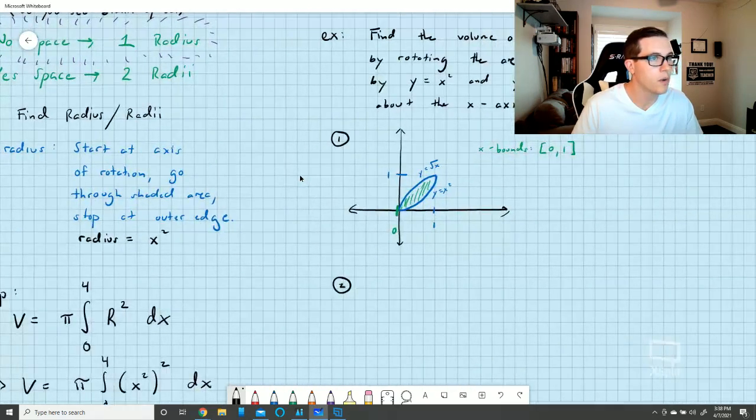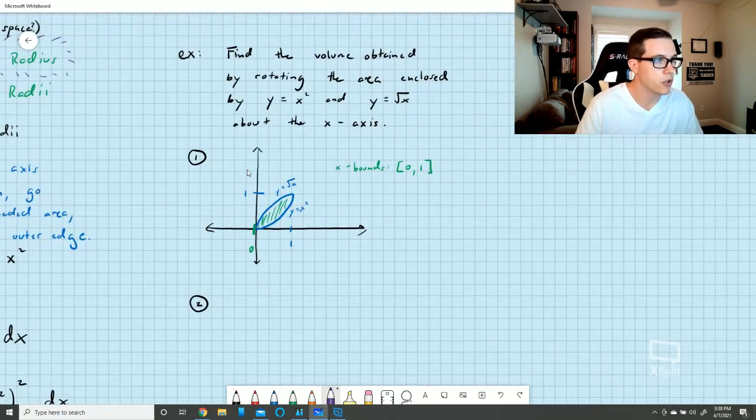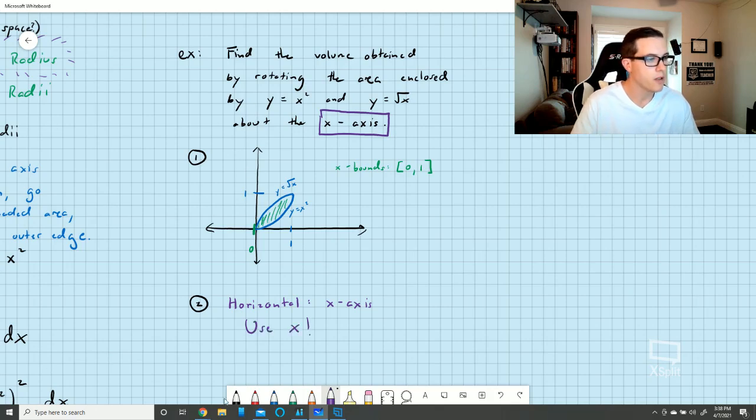Horizontal or vertical? Well, I told you today it's all horizontal, but you really need to start locking this in now. It's not a hard thing to know. You just got to pay attention. It's horizontal because it's the x-axis, which tells me to use x. Cool, so I know I'm using x's. I'm using these x bounds in this problem.